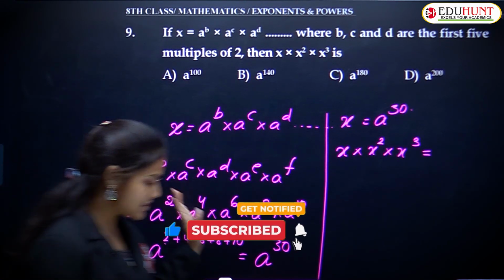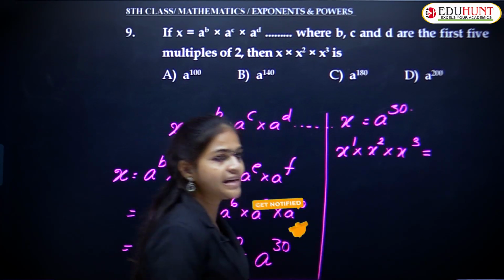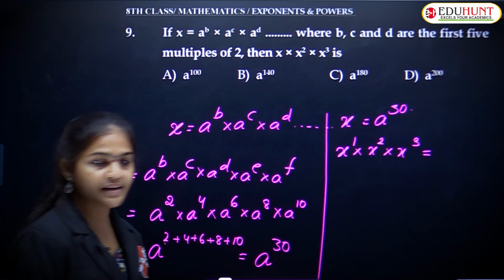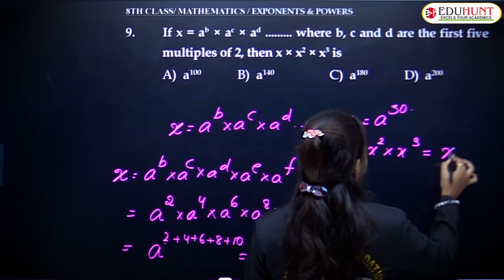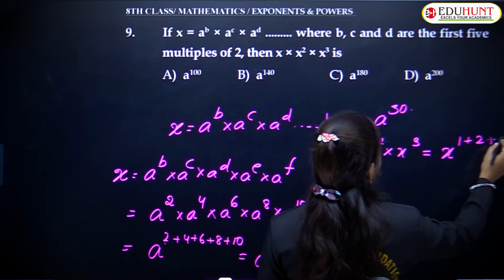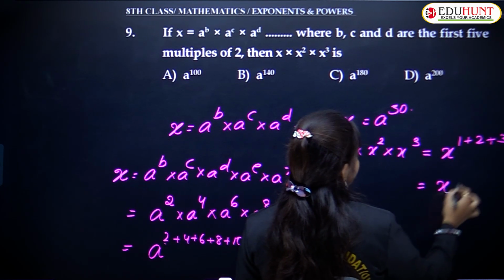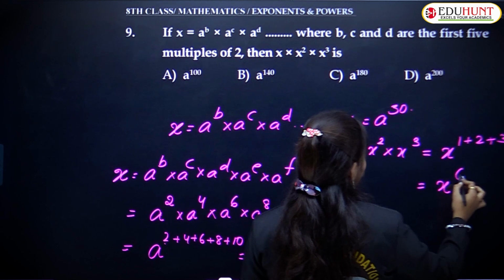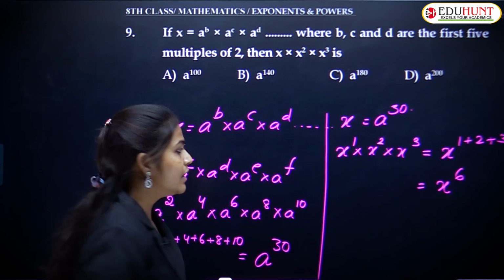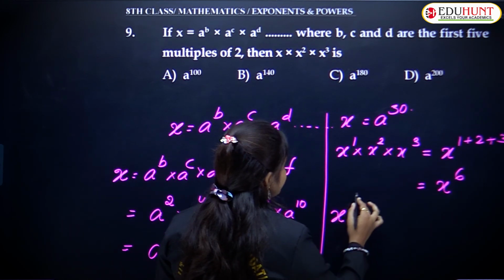Okay, before going to substitute, here again use the formula a power m into a power n is equal to a power m plus n. So x power 1 plus 2 plus 3, which is equal to x power 3 plus 2 plus 1, which is equal to 6. Okay, now directly we can find the value of x power 6.